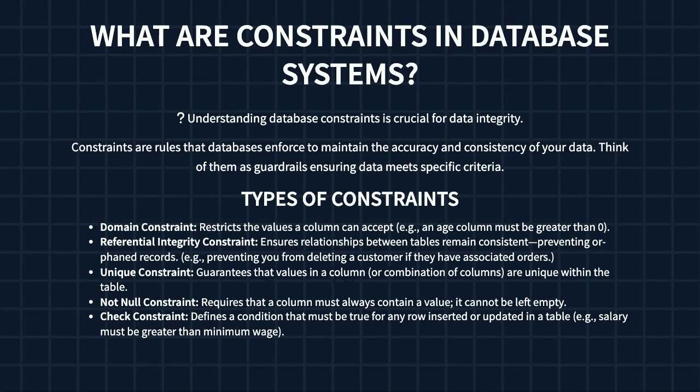Okay, let's talk about constraints. They are absolutely vital for building reliable databases. Essentially, constraints are rules that the database enforces to make sure your data is accurate and consistent. There are several different types. Domain constraints limit what values a column can hold, like making sure an age is always positive. Referential integrity ensures that relationships between tables stay intact, preventing issues like deleting a customer without first removing their related orders.